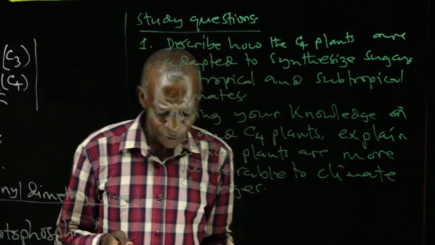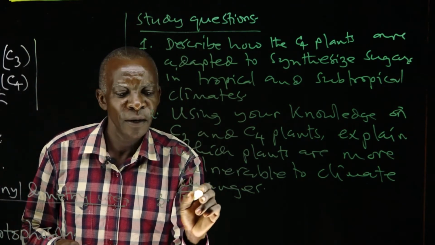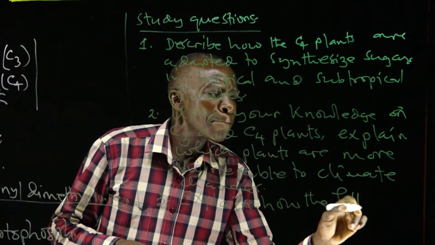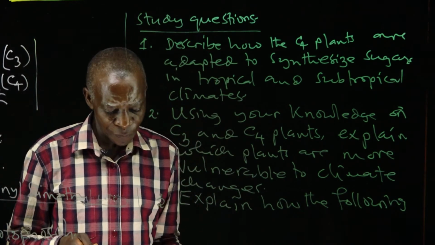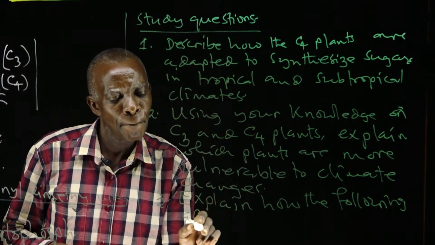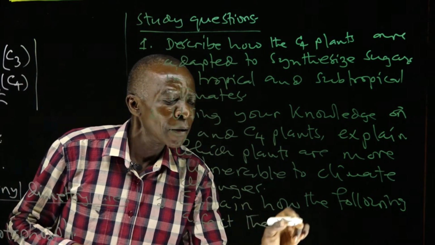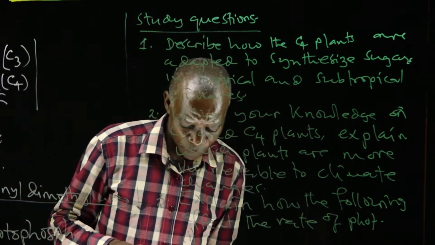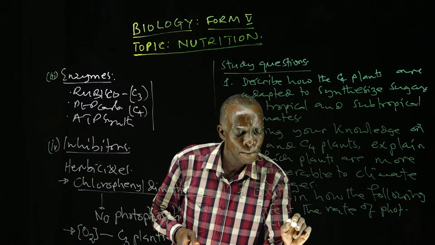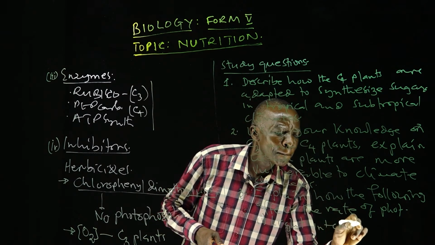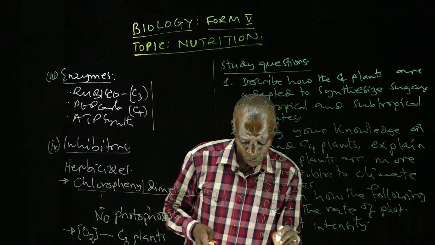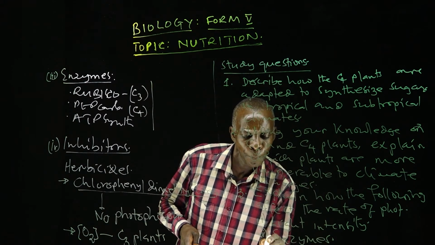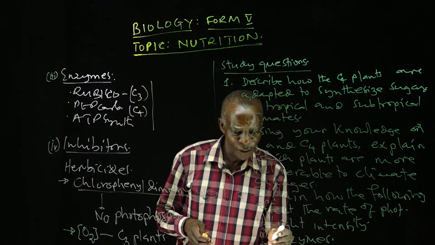The third one, explain how the following affect the rate of photosynthesis. 1, light intensity. 2, enzymes. And 3, inhibitors.